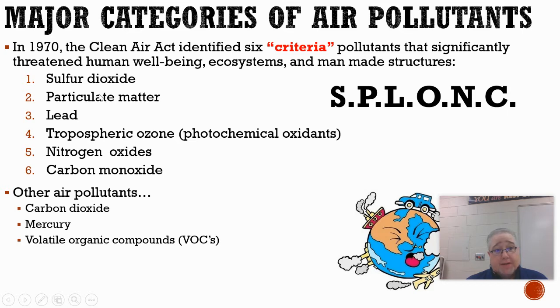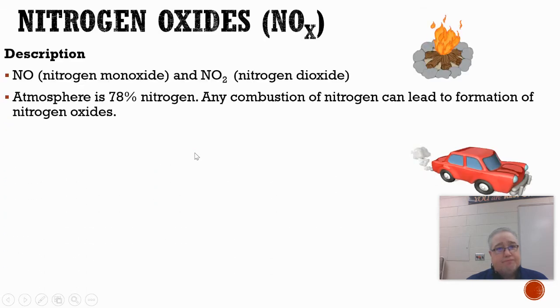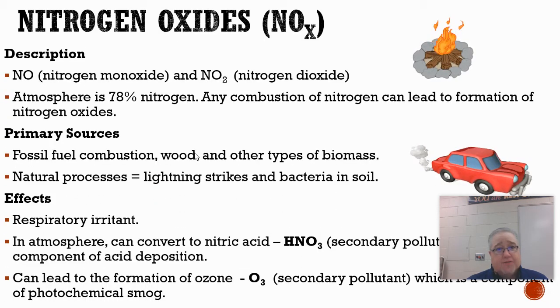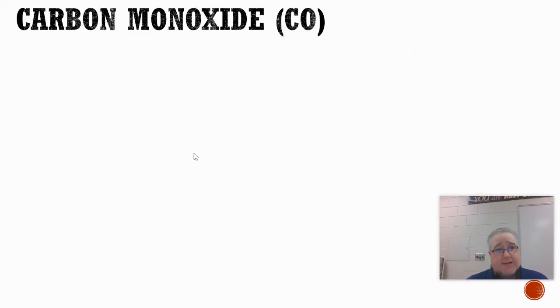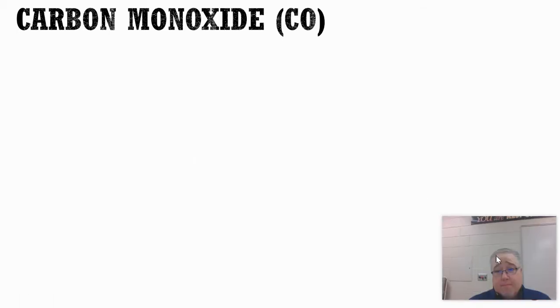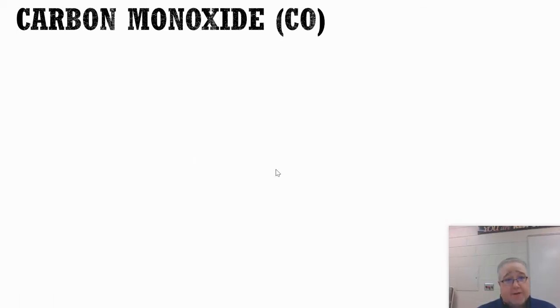So we're going to talk today a little bit about these other four: particulates, lead, tropospheric ozone, and carbon monoxide. And again, it's not in any particular order. They're just kind of random. I believe we left off in the first video with nitrogen oxide, so let's talk about carbon monoxide to start off in this video.